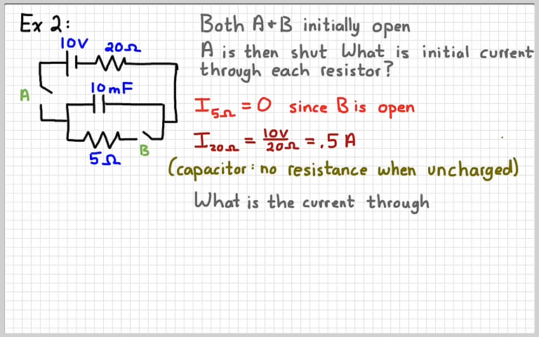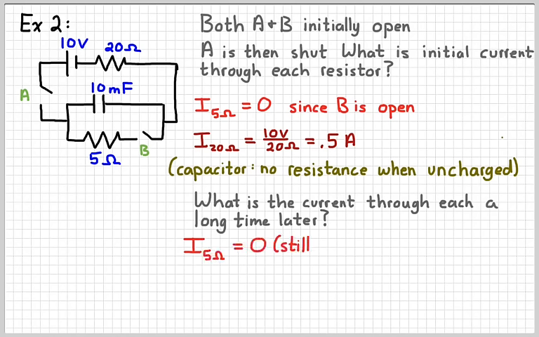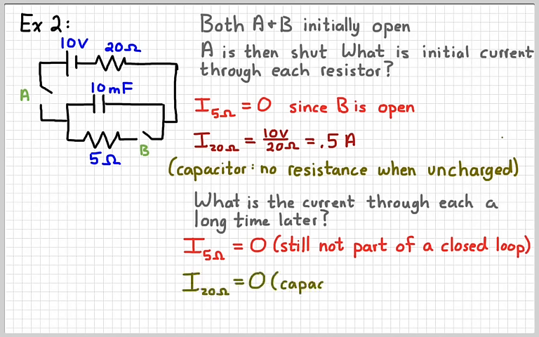So we might want to ask the same question when a long amount of time has passed, so time equal to infinity. Well, that 5 ohm resistor is still not part of a closed loop, so it still doesn't have any current through it. Now the current through the 20 ohm resistor is 0, because that capacitor being fully charged acts like a battery that has been reversed and put in that place, or you can think about it like a break in the circuit. So after a long time has passed, nothing's going to happen in this entire circuit until something else is changed.